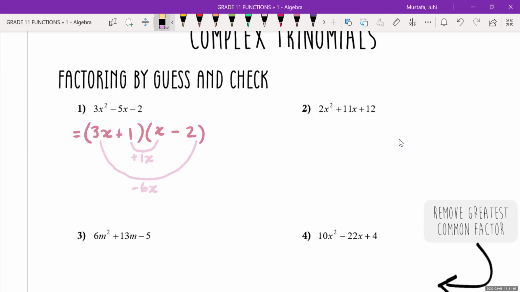All right, let's keep going, you guys. Question number 2. So again, we have a complex trinomial. Question, Sarah?